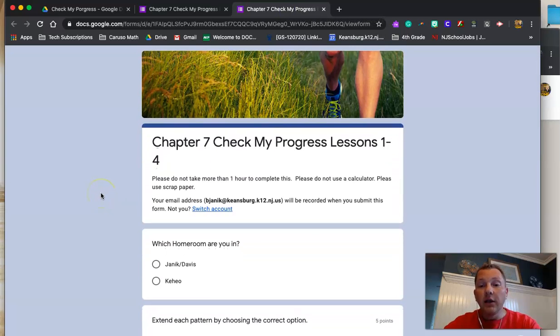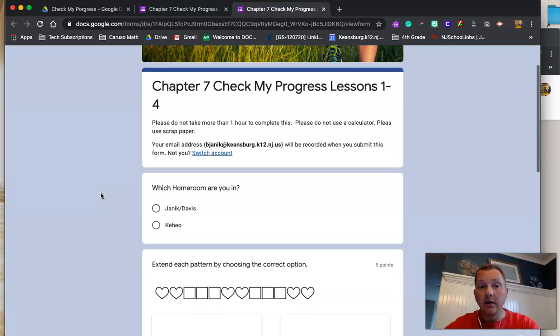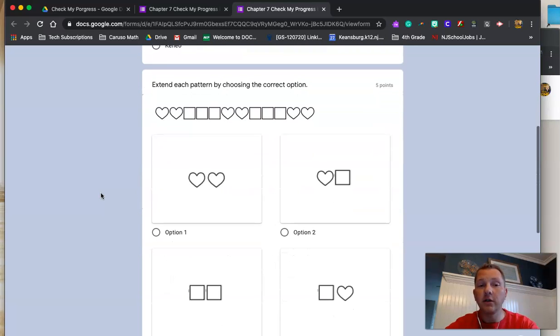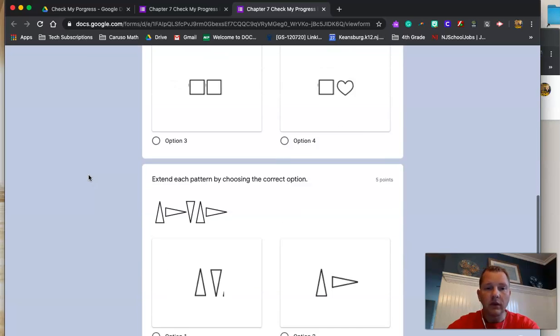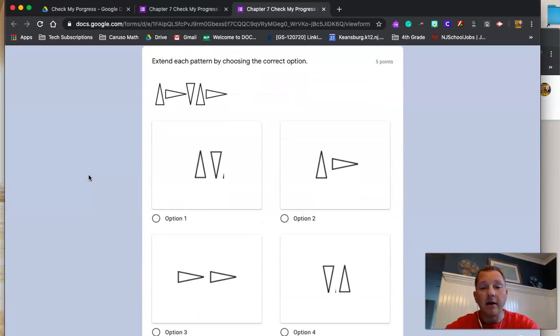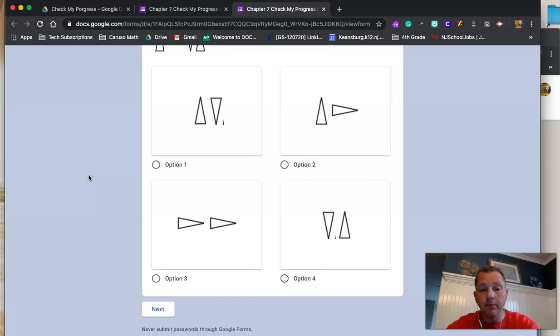So your quiz for today is this. First question, I want you to extend the pattern by choosing the correct option. So this is right back where we were 2 Mondays ago. Here's the image. You have to find, obviously, the next 2 items that are going to go in. The next question, extend the pattern. What next 2 shapes go in?